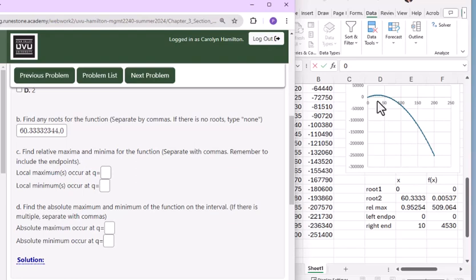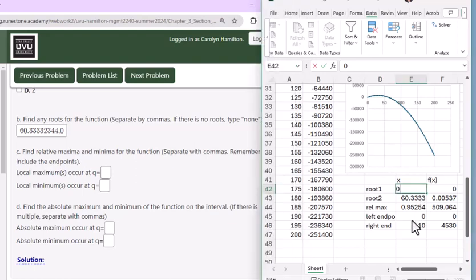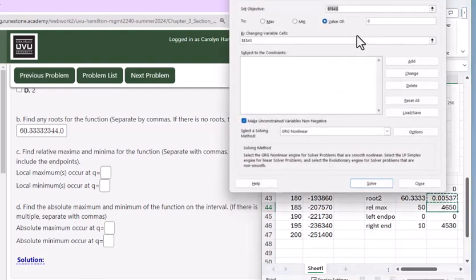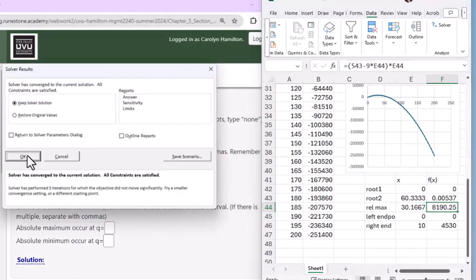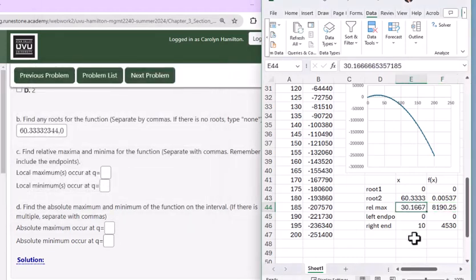Find the relative max and relative min. Relative max looks to be about here, so about 50 will be my starting point for that. And then I'll bring up solver. Set my objective function to a maximum by changing my x value. 30.